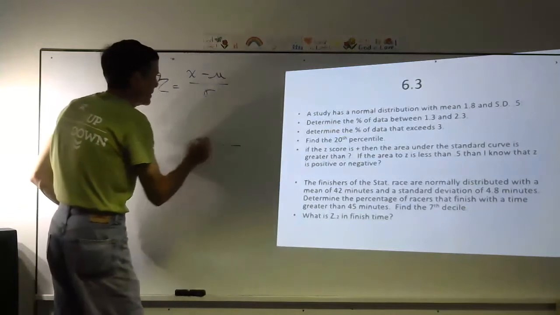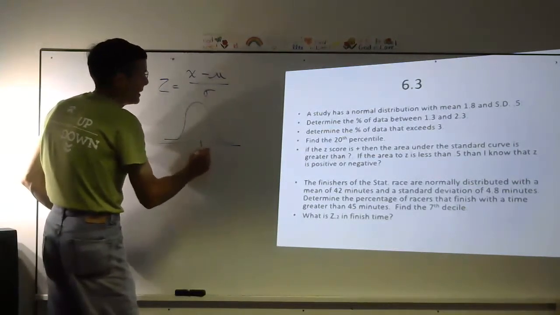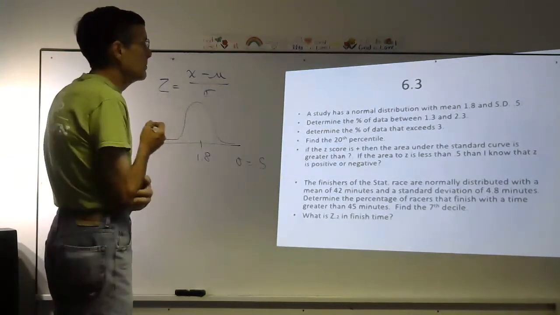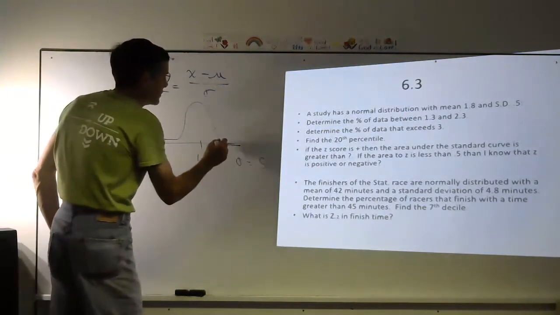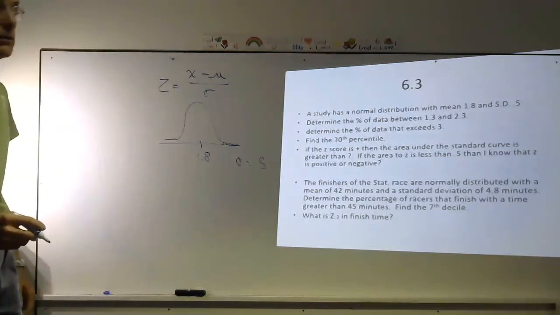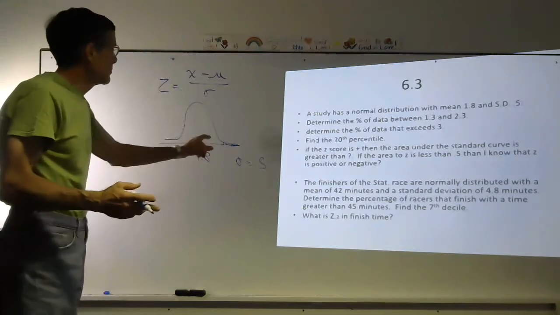Let's talk about that. So here we have our picture. Mean is 1.8. Standard deviation is 0.5. We want to know the percentage of data that exceeds 3. Here is 3. We want to know that little area there.